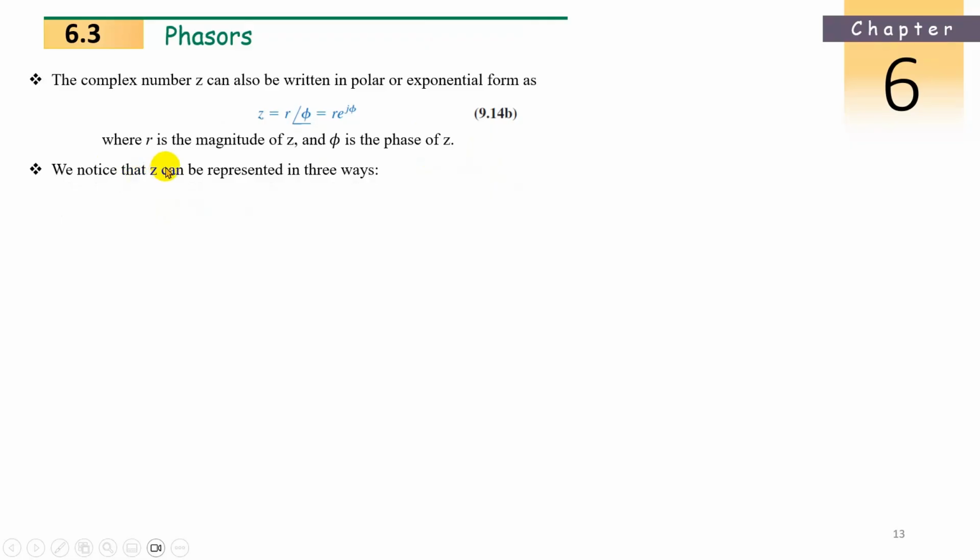So we notice that z can be represented in three ways. The first, basic one, is x plus jy. The second is r at an angle of phi. The third is r e power j phi. So z equal to x plus jy is called rectangular form, z equal to r at an angle phi is called polar form, and z equal to r e power j phi is called exponential form. These three formats are there for phasors, and any phasor we can represent in these three formats.